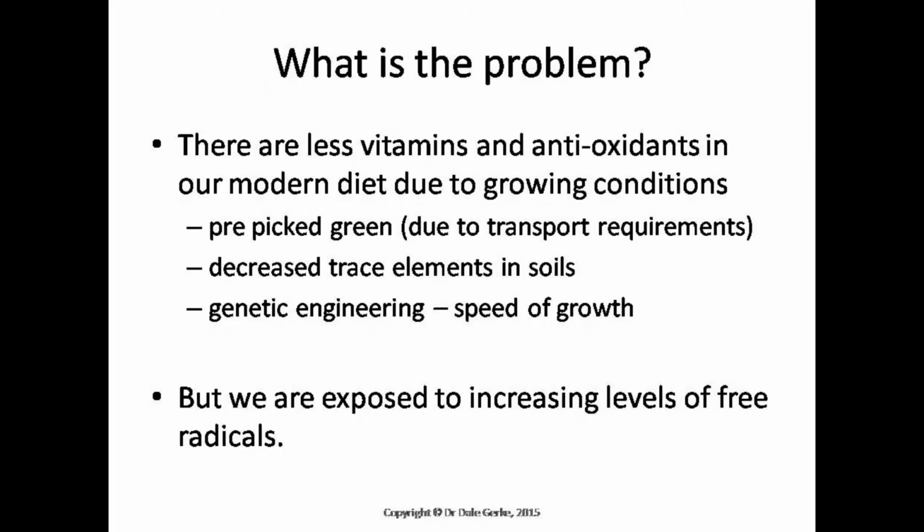So what actually are the problems that we're facing today? Well, the first thing is that we have many less vitamins in our modern diet due to growing conditions. Now, one of these problems is that most fruit and vegetable are now pre-picked green, not ripe, but green, and then transported to the cities and placed in the supermarkets. You say, well, why would that be?